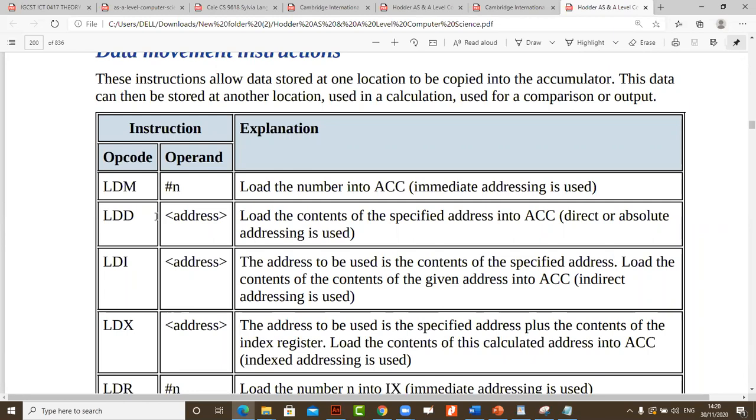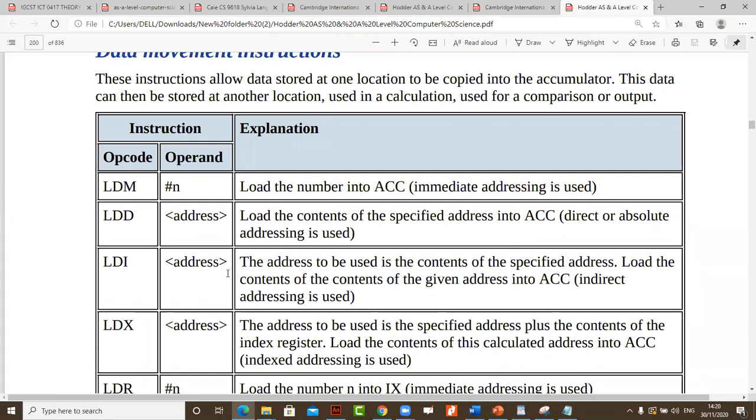LDD address means load the content of the specified address into the accumulator. You have an address, and that address is pointing towards a content. So you have to load the content which has been specified by an address into the accumulator. Get the point? This could be direct or absolute addressing. We'll talk about direct and absolute afterwards, not today.